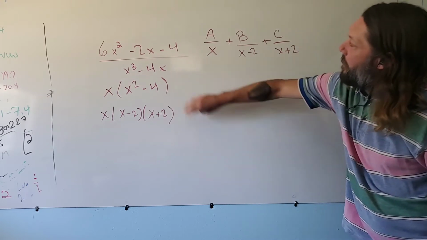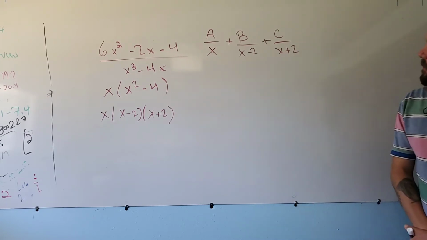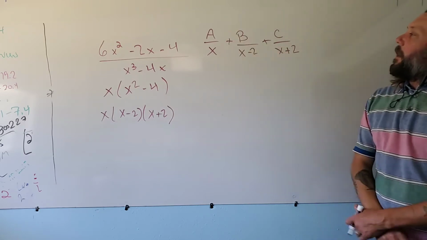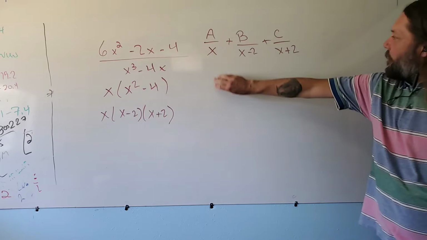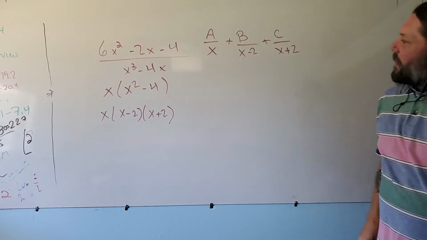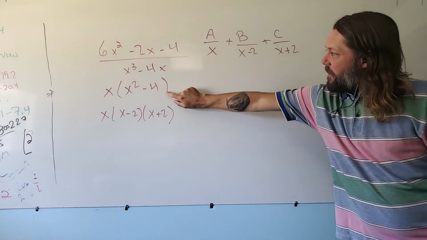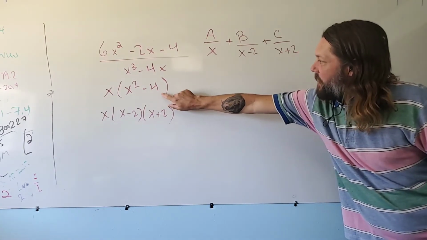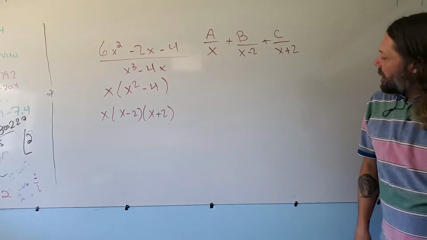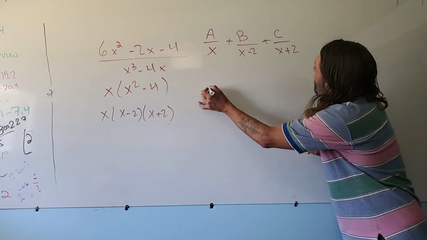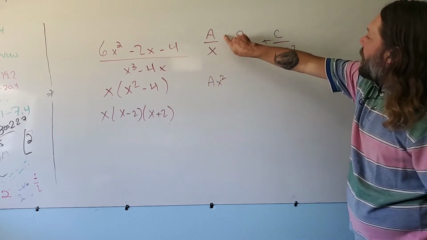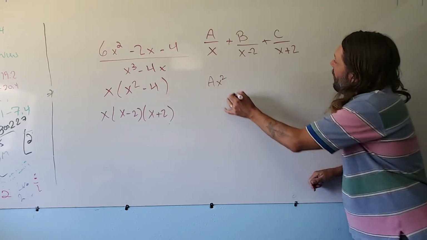Alright, so again, I want to be able to add these fractions together because I have to put it into this form. And so what I'm going to do is multiply denominators by everyone. So the first fraction is missing these 2 denominators. And so I can just kind of cheat and know that these 2 factors together are actually this. So I'm going to multiply A by x squared minus 4. So A times x squared is going to give me ax squared. And then A times negative 4 is going to give me negative 4a.